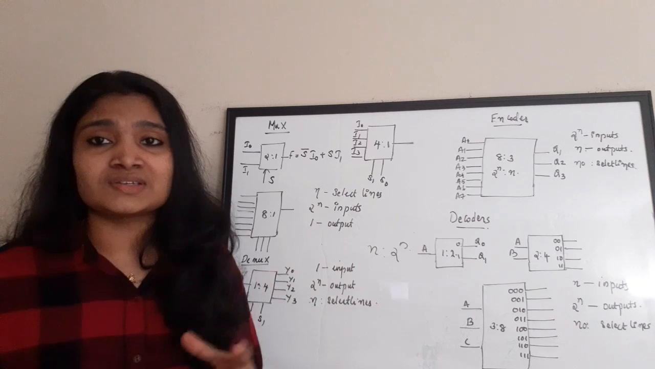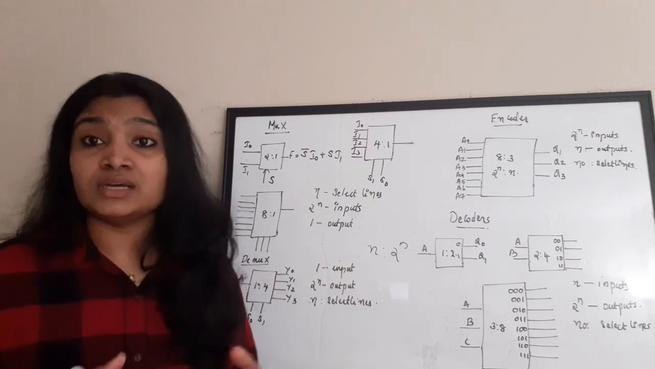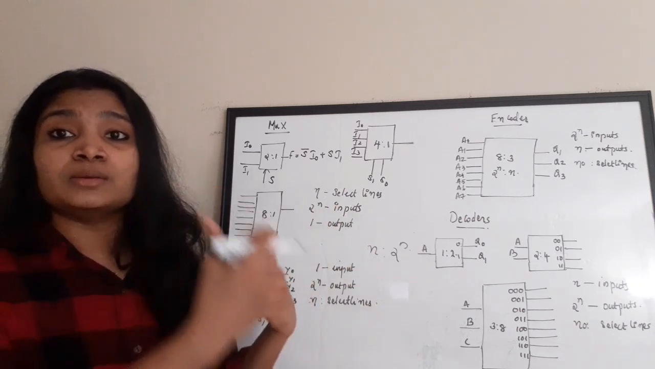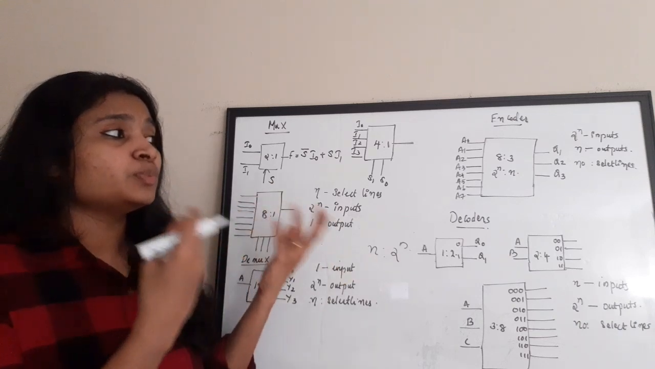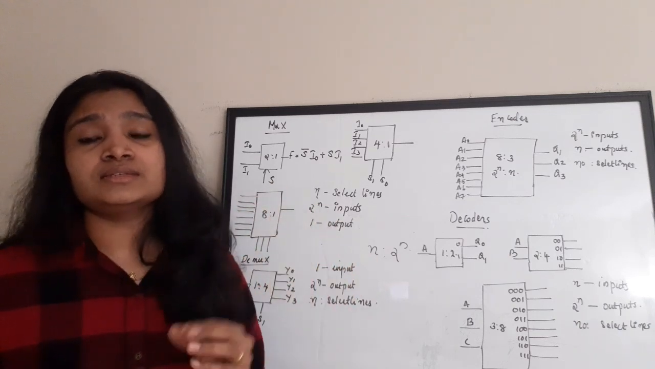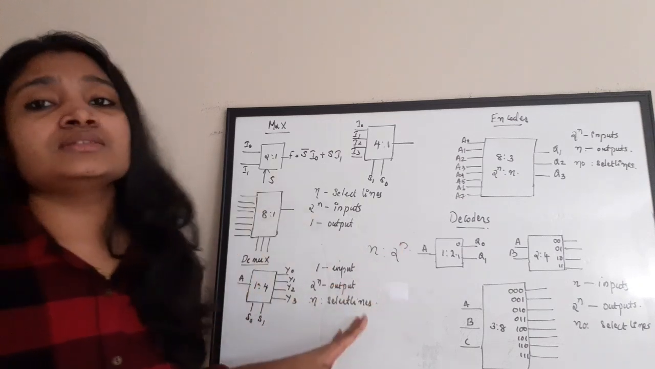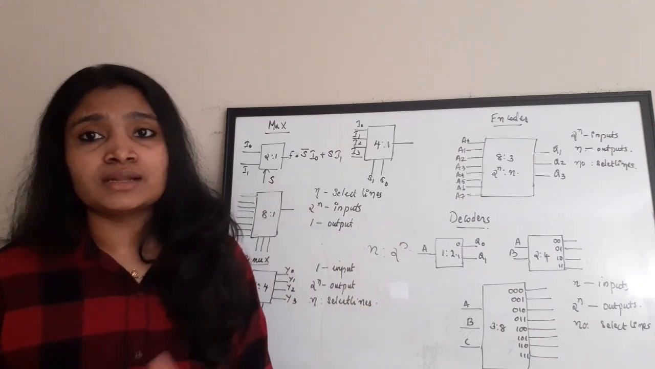So these are some tricks I'm giving you to identify from the figure whether it is an encoder, how many inputs there are in that encoder, and how many output lines there can be. All these things you should know. So these are the general things about mux, demux, encoder and decoder.